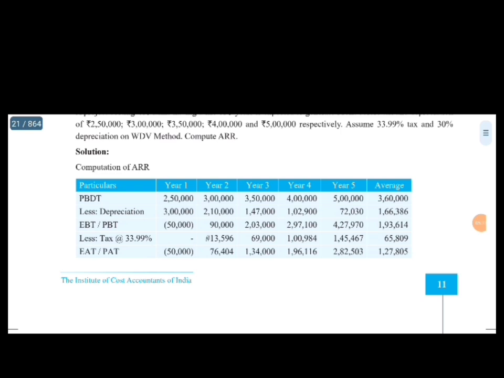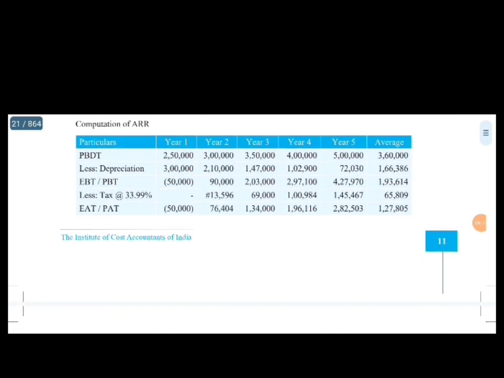And the third year, fourth year and fifth year, it is a normal calculation, 33.99% on the profit before tax amount. Only changes in the first year and second year. And after deducting this tax amount, we will get profit after tax. This is the profit after tax. We have to find the average for all the 5 years: add the 5-year profits and divide by 5.